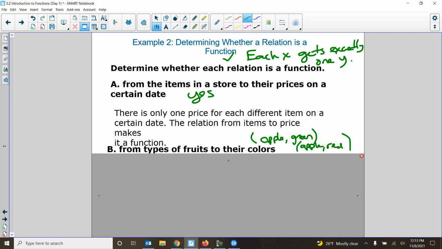You see the horizontal line? Think about the line y equals 2. 1 gets sent to 2, 2 gets sent to 2, 3 gets sent to 2, 4 gets sent to 2. That is a function. You can have infinitely many x's going to the same y. You just can't have the same x going to two different y's. Each x gets one y, and that doesn't mean that each y gets one x.